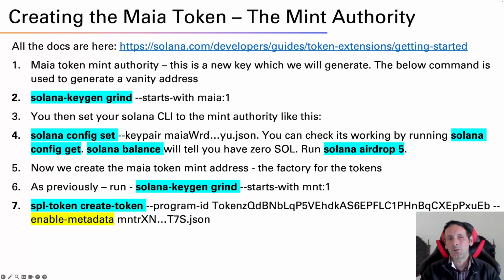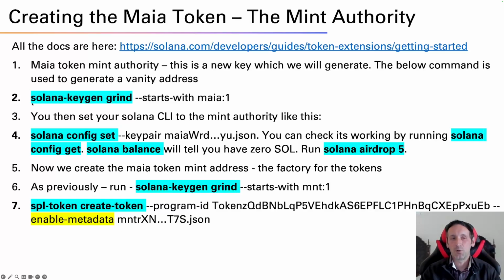So the first step here is to create the Maya token mint authority. The mint authority is going to be a new key pair that is going to be associated with your token. And this command that you see here is basically used to generate a vanity address. I quite like this thing, the vanity address.